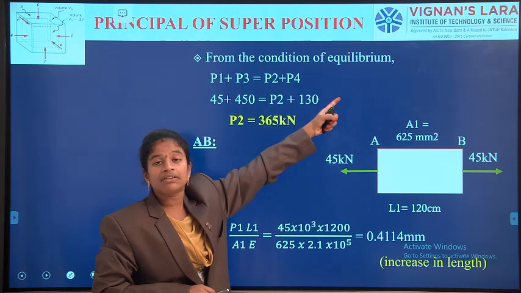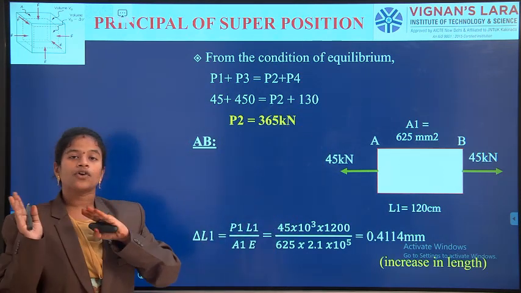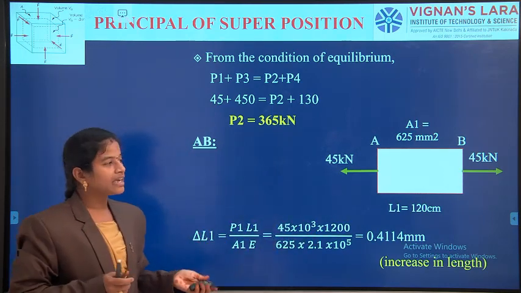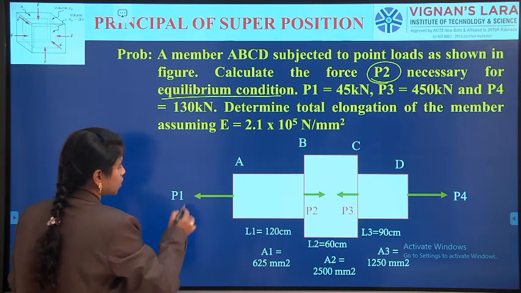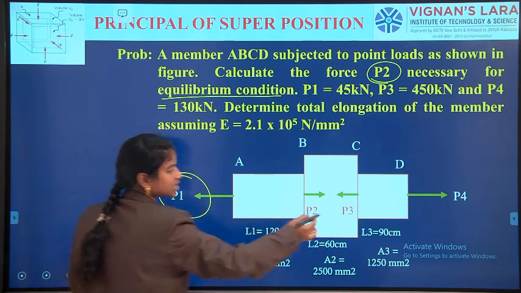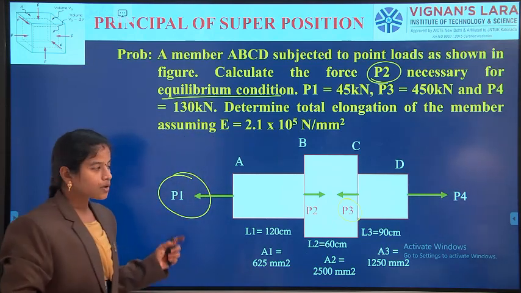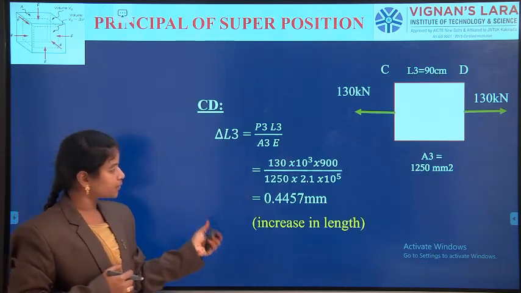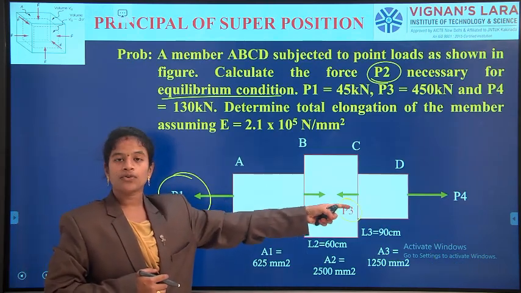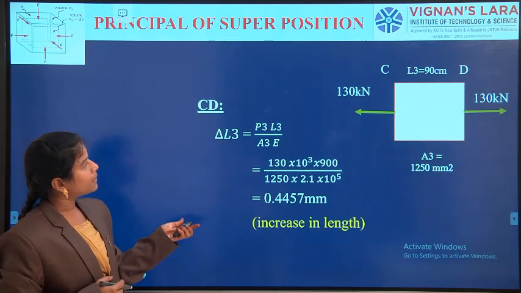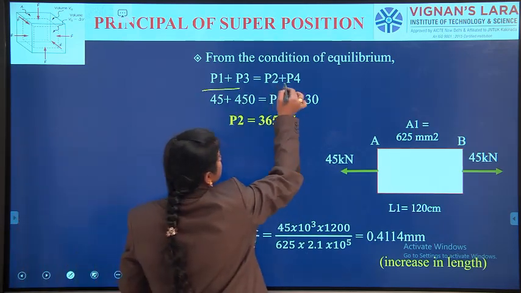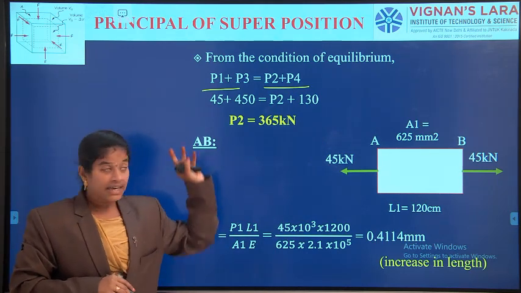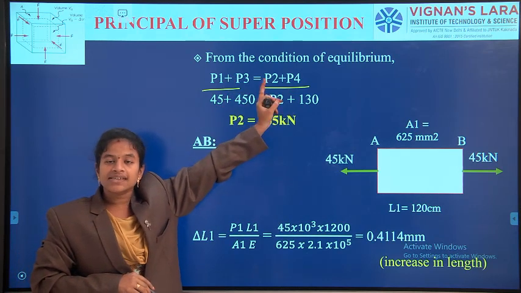From the condition of equilibrium, what can we write? Summation of all the forces coming in this way is equal to summation of all the forces coming in the other way. So here we are having two forces, P1 coming in this direction and P3 also coming in this direction. So P1, P3 are in one way. So P1 plus P3, one direction, is equal to P2 plus P4, the other direction. P1 plus P3 is equal to P2 plus P4. And in the problem they have given three force values. Here they have mentioned the body is in equilibrium.